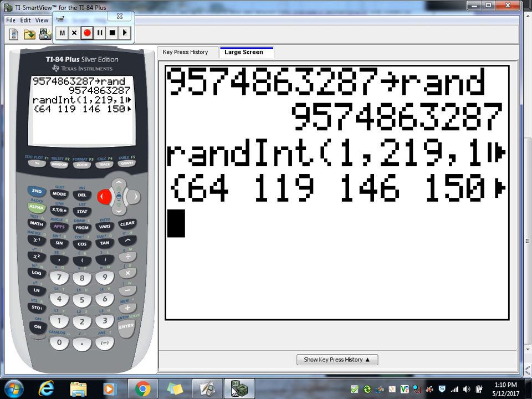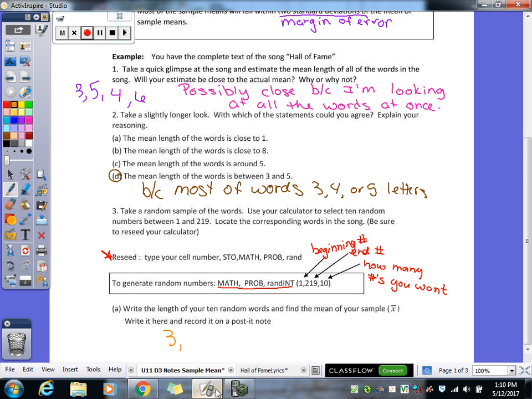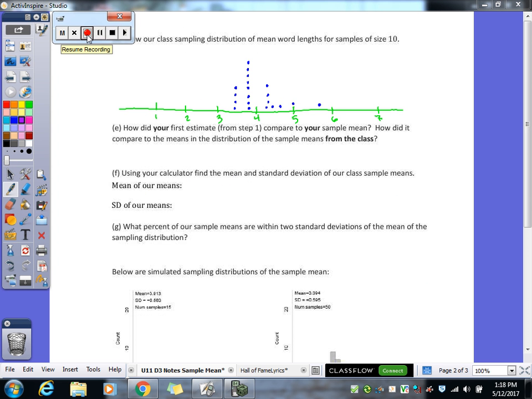Hold on. So then I'm going to go to word number 119, because that's my next number. And that word is 1 letter long. So it's giving you what word numbers to go to, and you're writing down how long those words are. Compare to our sampling distribution.